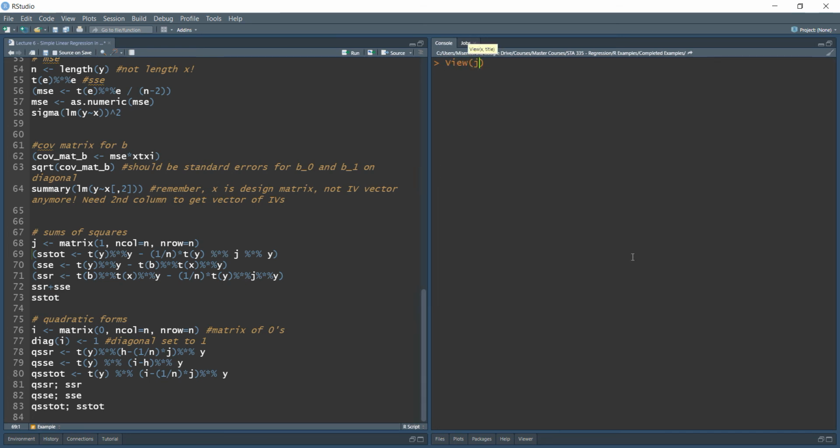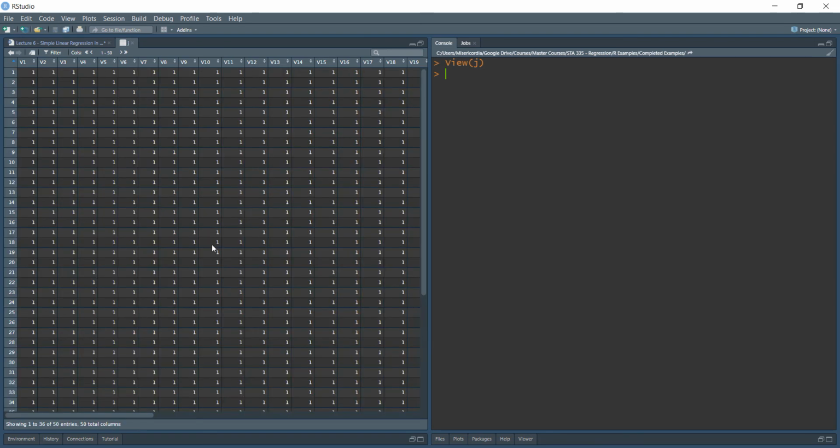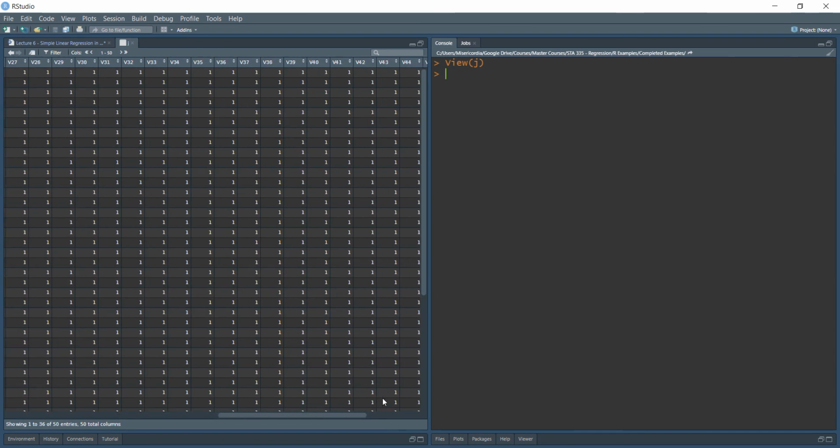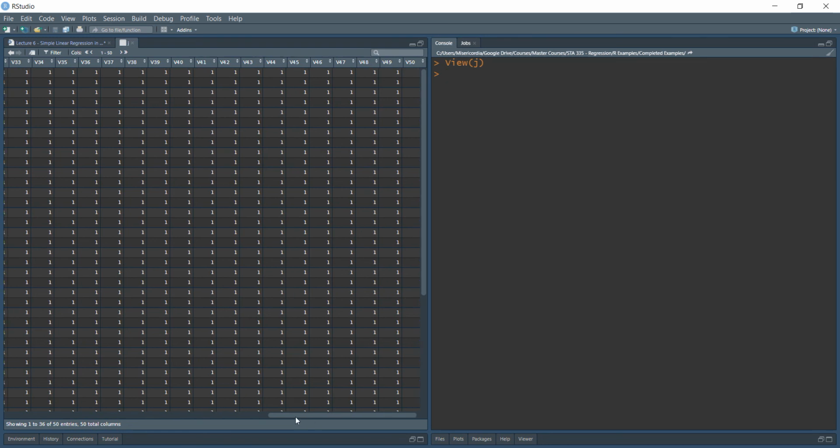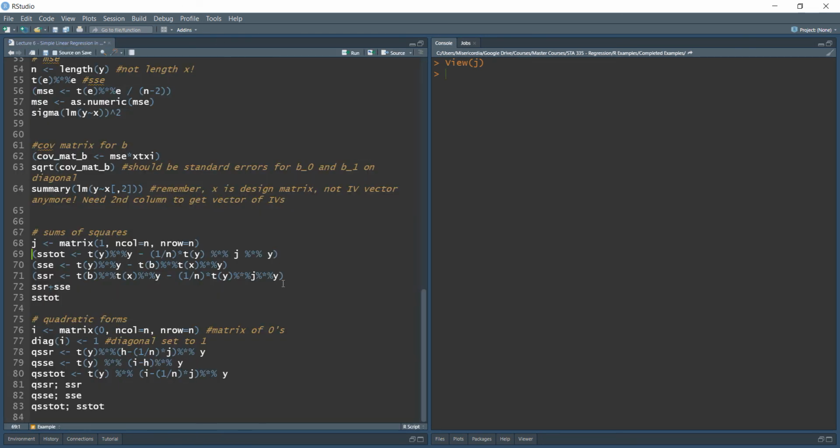Maybe I can do view J, so that we can see, but it's just a huge matrix which is all ones in it. So this matrix is just a big matrix of ones. The sum of squares total is the transpose of y times y minus 1 divided by n times the transpose of y times the J matrix times y.